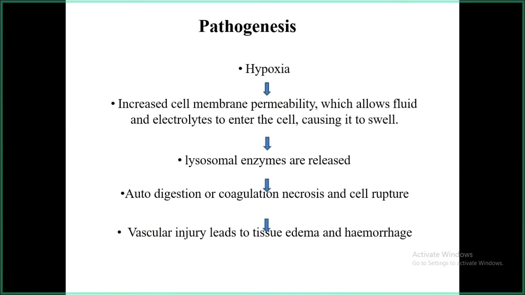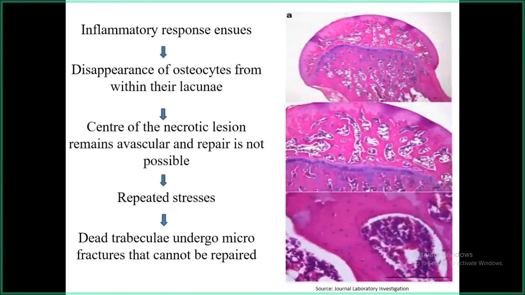Pathogenesis. First is the hypoxia of the retinacular or intraosseous vessels. This will lead to increased cell membrane permeability, which allows fluid and electrolytes to enter into the cell, causing it to swell. Lysosomal enzymes are released, causing autodigestion or coagulation necrosis and cell rupture. Vascular injury leads to tissue edema and hemorrhage.